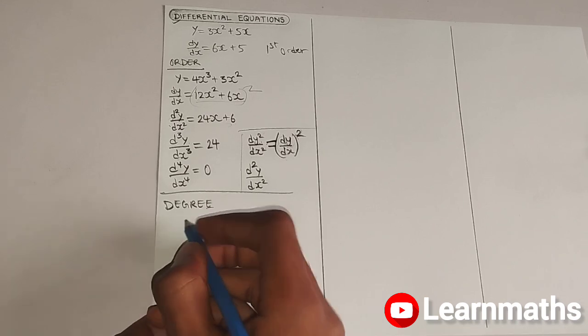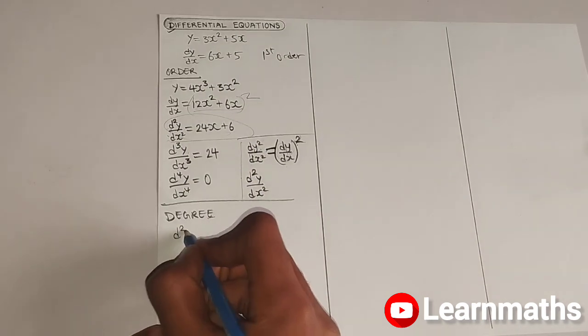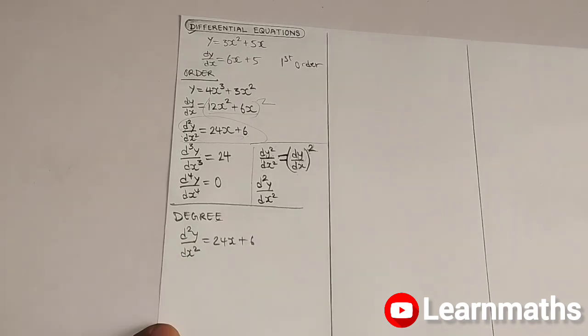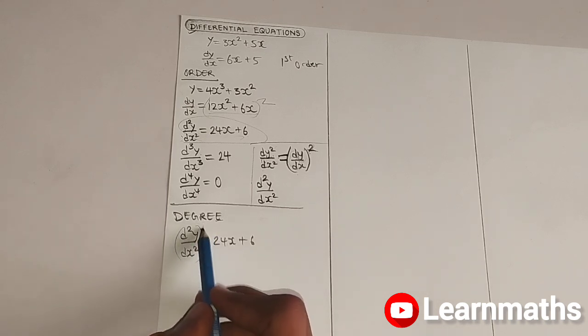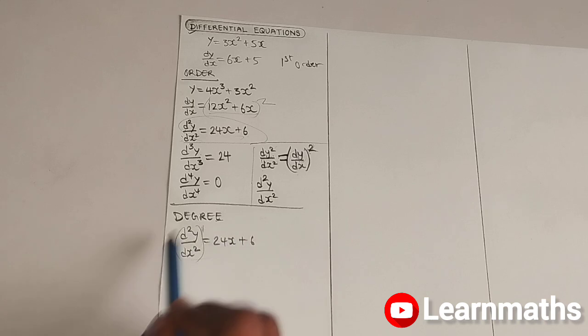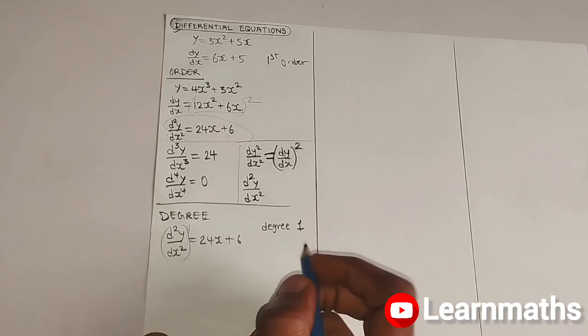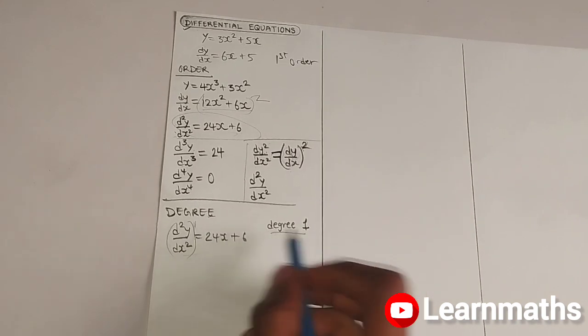Okay, if you have an equation like this, let's take this one into consideration. You have the square y over the x squared equal to 24x plus 6. If you observe closely, you will notice that the highest power here in this differential equation is actually 1. So this differential equation has degree 1. But if you're asked what the order of this differential equation is, it's actually 2, because I can see the second order differential there. If you're asked the degree of this equation, it's just first degree, degree 1.